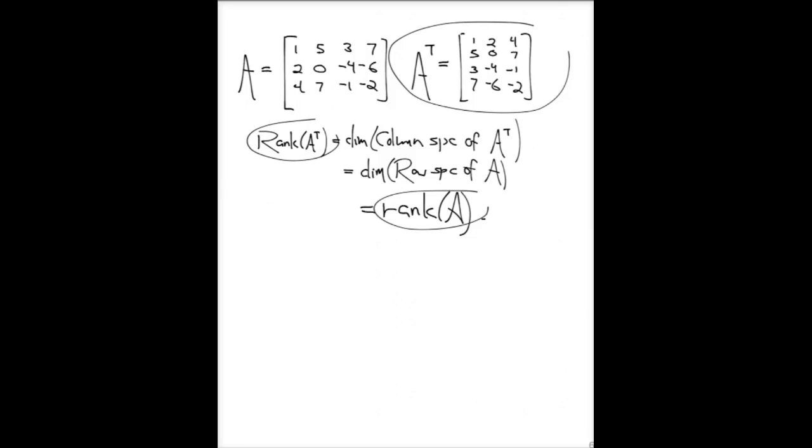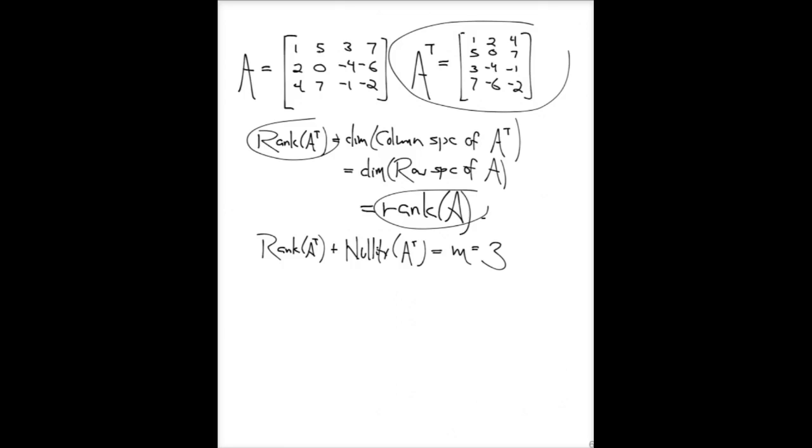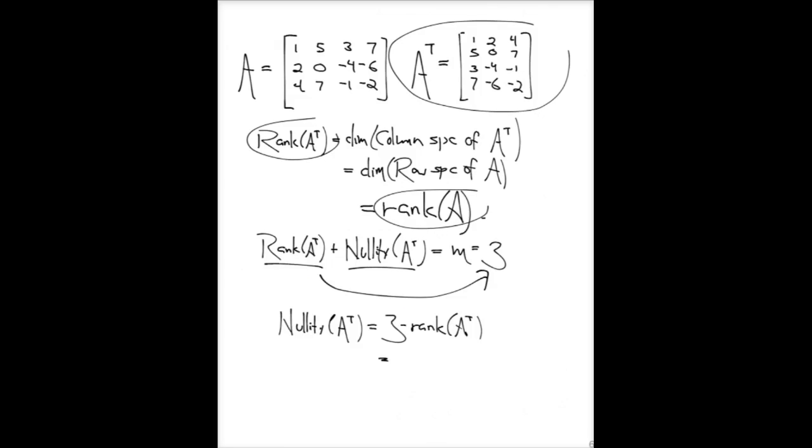Now let's apply our rank plus nullity result, not to A but to A transpose. Applying this result gives us that the rank of A transpose plus the nullity of A transpose is equal to the number of columns of A transpose, which is 1, 2, 3. So, bringing this number over, and solving for the nullity of A transpose gives us nullity of A transpose equals 3 minus rank of A transpose, which is 3 minus 3 equals 0.